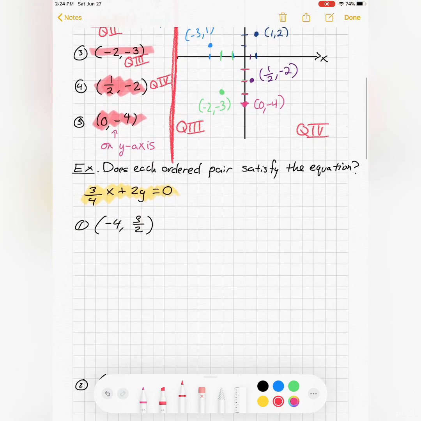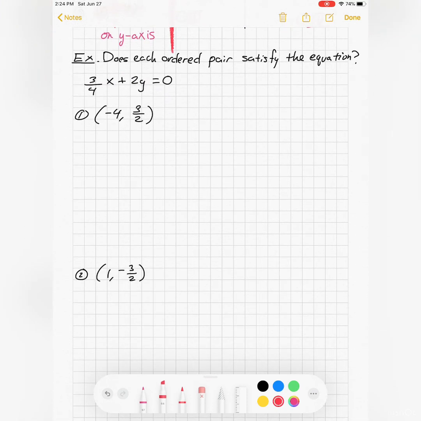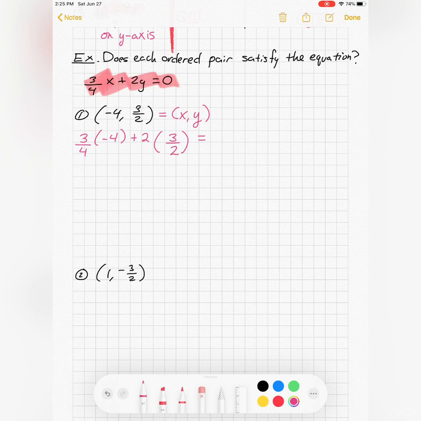Next one. Does each ordered pair, so does each xy pair, satisfy the given equation? So here's the equation. Here's my xy pair. So what I'm going to do is plug the x value and the y value into the equation. And I'm going to see, do I get 0?